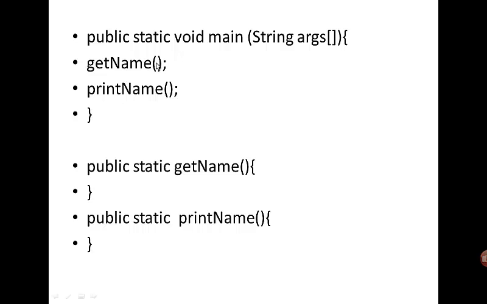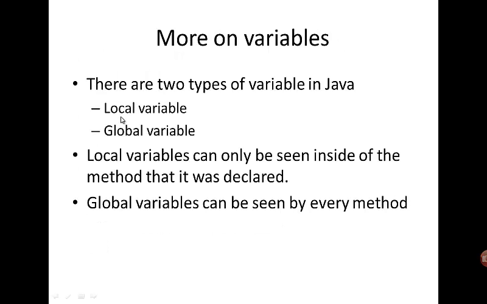What happens is the program jumps from here to here. It does whatever is inside the method, the statements there, and then it jumps back up here. Then the same thing here. Once it comes back here, it goes to the printName method, does whatever is inside the printName method, and returns back here, and then the program will end. Let's see how that works later on.